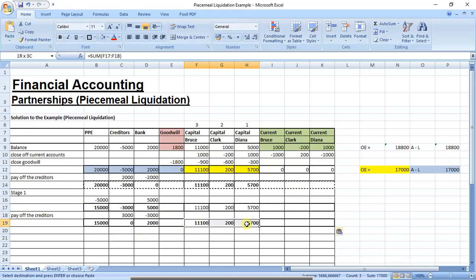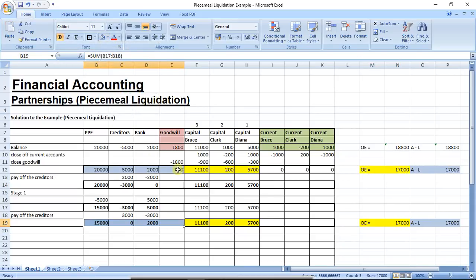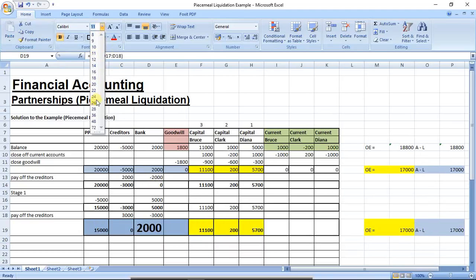Yes, you are. So again, if I add up those three amounts, I'm looking at the owner's equity. The owner's equity here is 17,000, and the assets and the liabilities also make up 17,000. So looking at this, do we have a scenario where there is cash available? Yes, we do. How much cash is available? 2,000. Do you agree 2,000 isn't sufficient to pay all the partners?